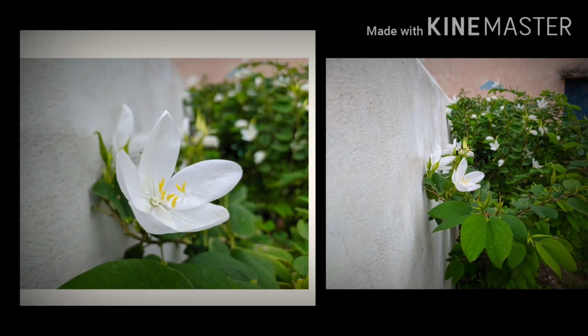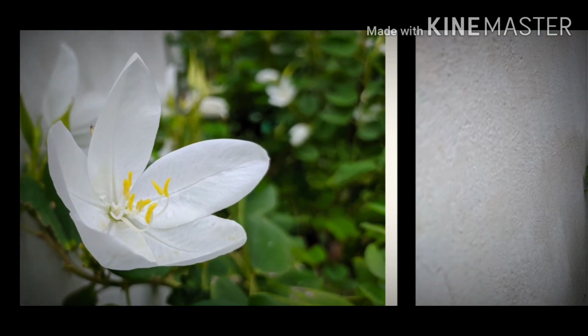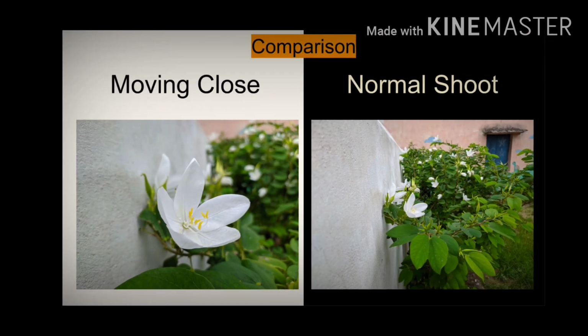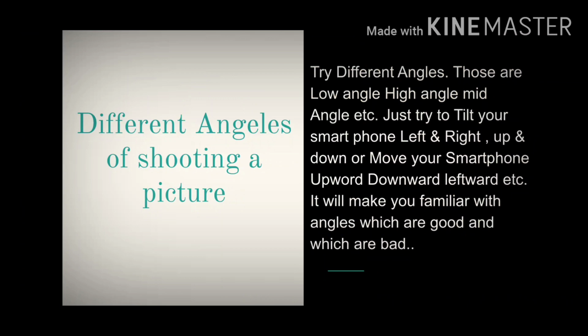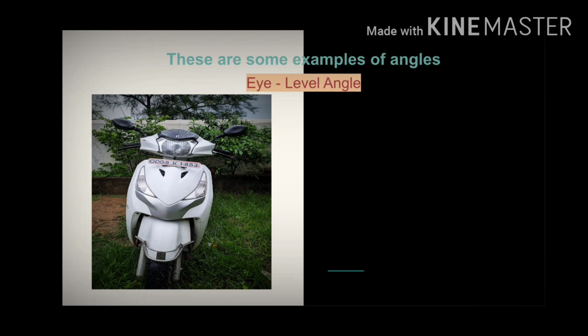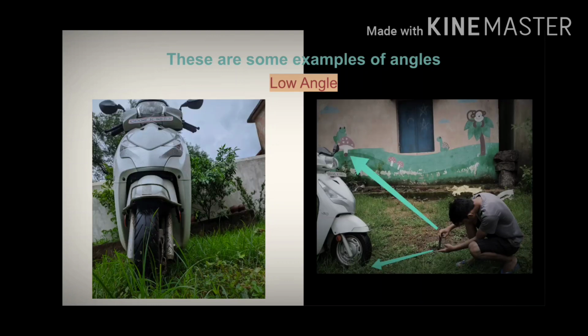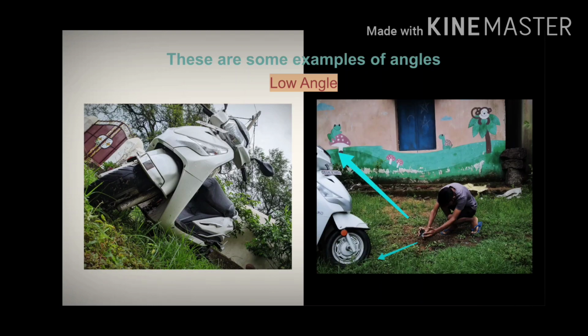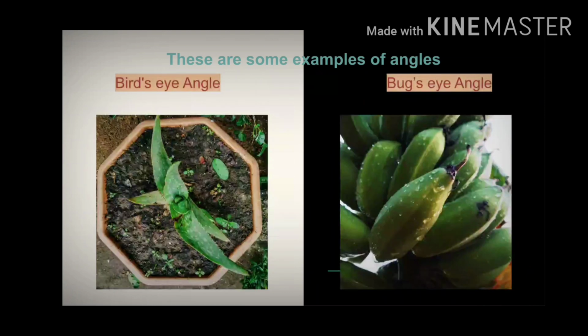The next tip is different angles. These are high angles, low angles, eye level. So try to tilt or move your phone left, right, up or down to see different angles, which are best and worst in the different situations. High angle is shooting from the top, eye level is shooting from the subject's eye level. Low angle is shooting from the bottom. We will see the subject in a different perspective by doing this.